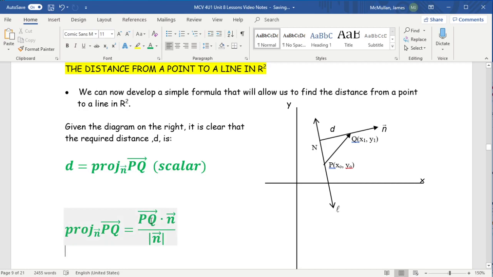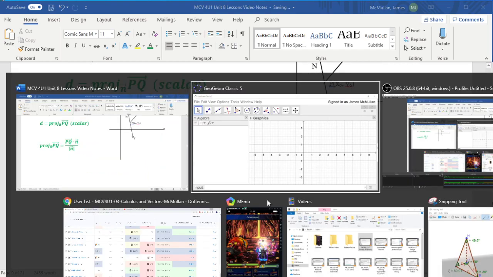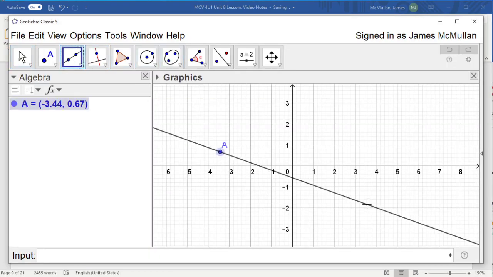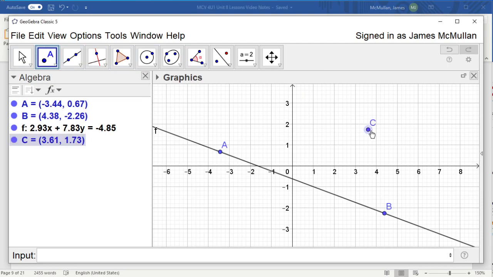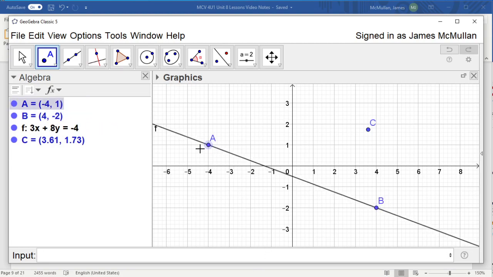We need to dot PQ with the normal, and then we need to divide it by the magnitude of the normal. Okay, let's demonstrate this quickly with a quick example. So here's a line I just made up. Here's a point I just made up. Okay, now I'm going to make the line up so I can get a normal. The normal vector, I can read it right off the line there. It's 3 and 8, right?